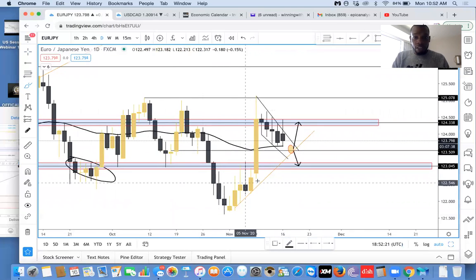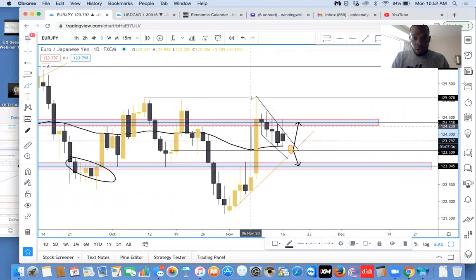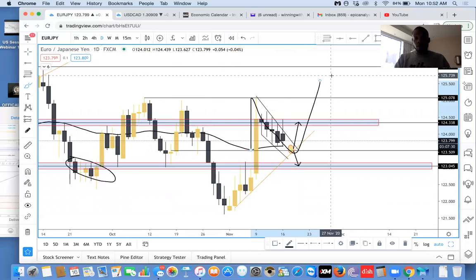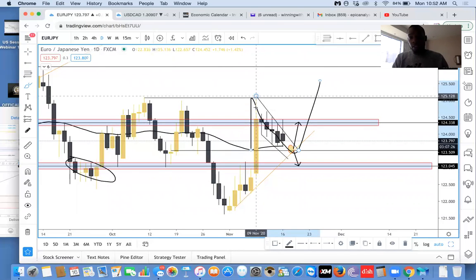So now that we have this breakout, this looks like all correction in order for the market to make another move to the upside. So long term, this is how I'll be looking at Euro JAP. This move just pushed up. This is a slight bullish wedge, and then the market is getting ready to push up to the upside. If we break above 124.5, then overall the market is going to hit 125 to 125.50.